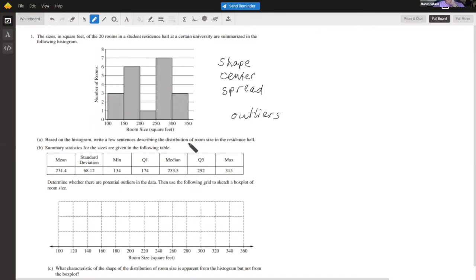Let's go. I think we're ready for B. Summary statistics for the sizes are given in the following table. 5-number summary and mean and standard deviation. Determine whether there are potential outliers and use the following grid to sketch a box plot of room size. How do we do box plots?